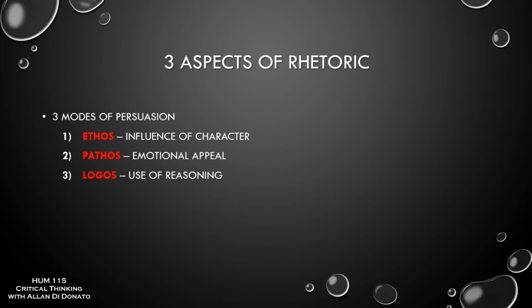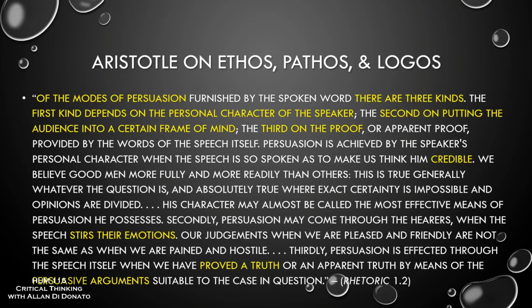And Aristotle actually talks about different modes of persuasion, which is what I was hitting at in the beginning. There's the ethos, the pathos, and the logos. So when I was talking about persuading you through reason, that would be the logos aspect of rhetoric. But I said rhetoric goes beyond just that. We could talk about the ethos, pathos, and logos, so let's talk about what we mean by the influence of character, the emotional appeal, and the use of reasoning. Very briefly, here's another quote from Aristotle from the same passage in the Rhetoric, and I'll again just read the highlighted portions. "Of the modes of persuasion, there are three kinds. The first kind depends on the personal character of the speaker, the second on putting the audience into a certain frame of mind, and the third on proof."